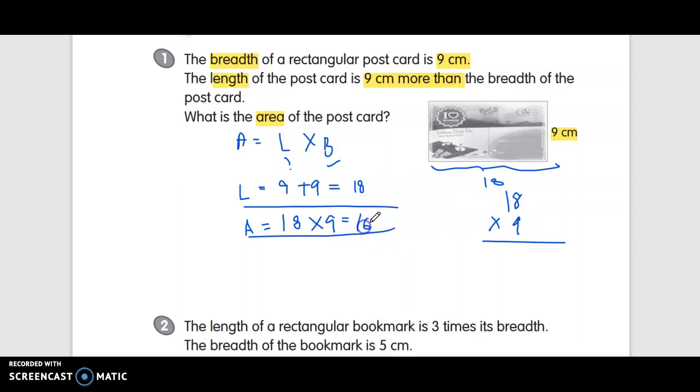You should get 162. What is the unit used here? cm, right? Remember for area, what do we need to put? Square. So you draw a line over here and answer on your own. The area of the postcard is 162 cm square. Now, if you need to pause this video, go ahead and pause. Finish up your statement before you move on to the next question.